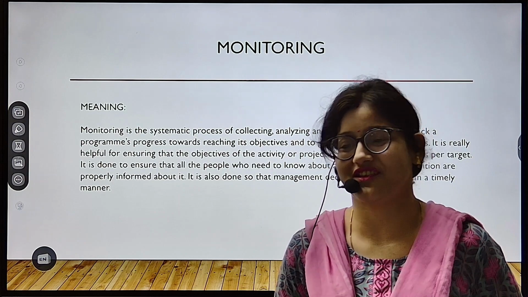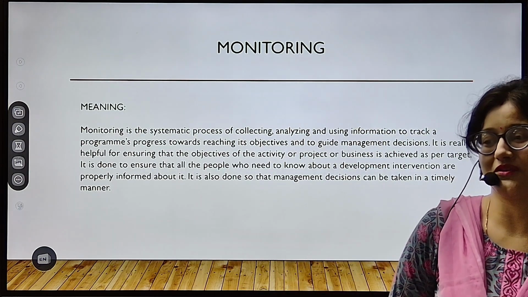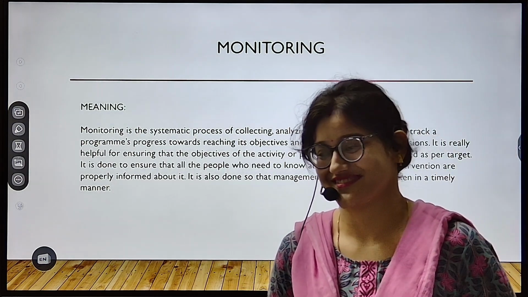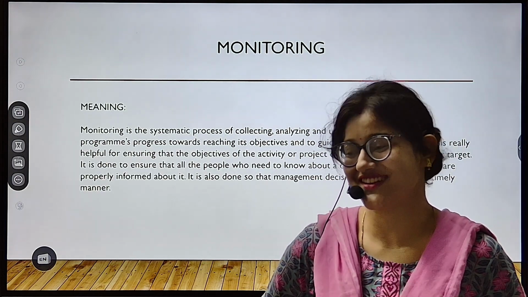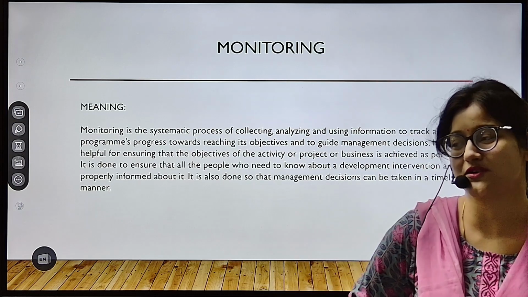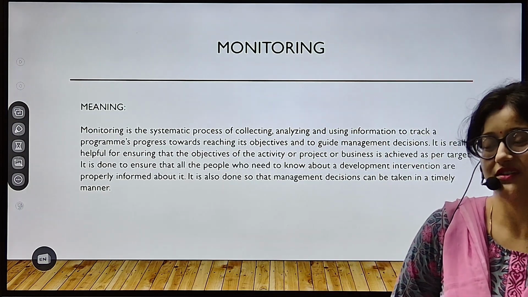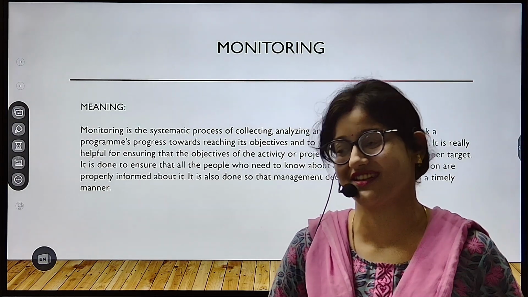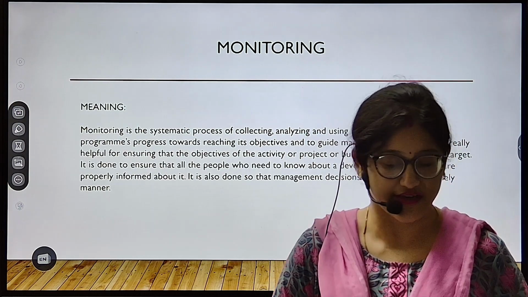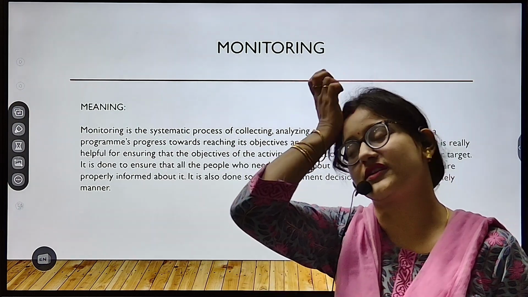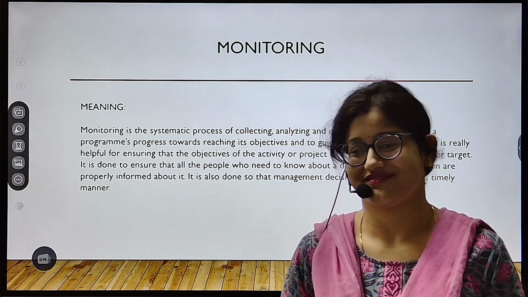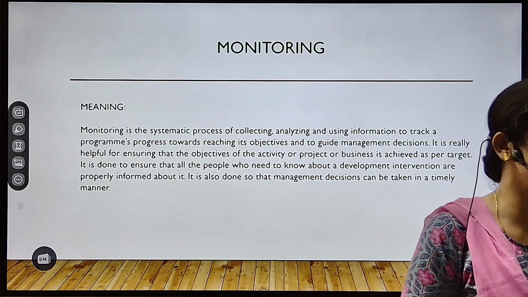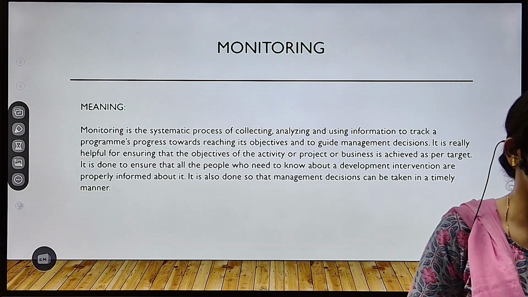So if others didn't do their homework, what did you do? You told your class teacher, right? If someone is not being obedient in class, you report it. So that is an example of your monitoring during your school days. In organizations also, monitoring needs to be done. Why do we need monitoring in an organization?